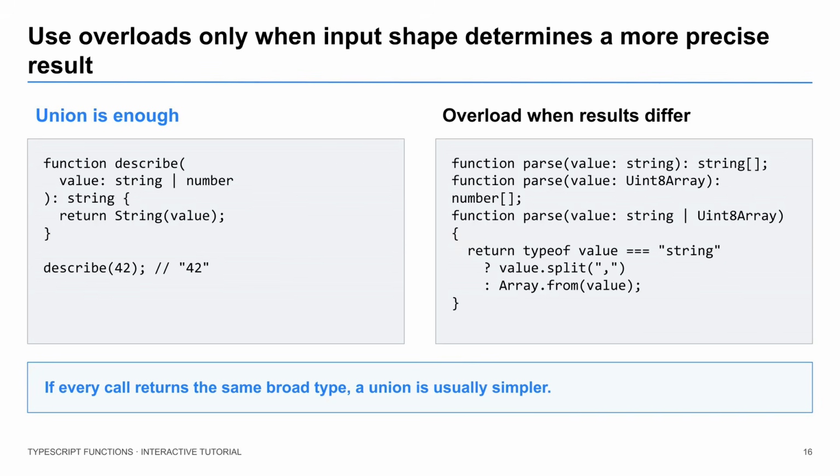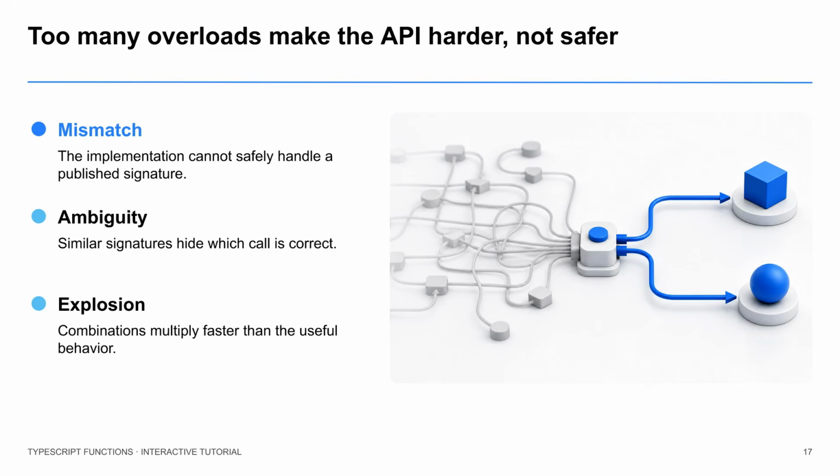Overloads are useful when different input shapes produce different precise result types. If the return is the same, a union parameter is usually simpler. The implementation signature must accept every overload, and callers only see the published overload signatures. Prefer the smallest set that adds real information. Overloads stop helping when the routes become harder to understand than the behavior.